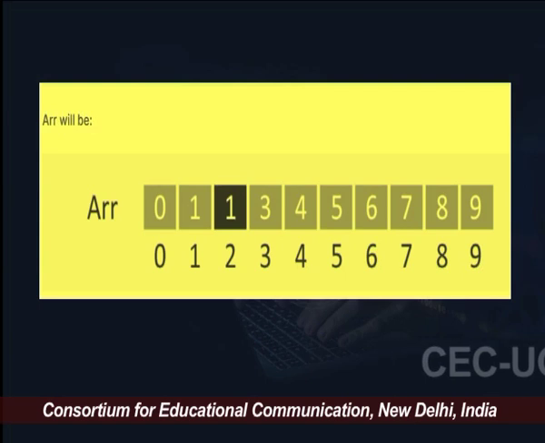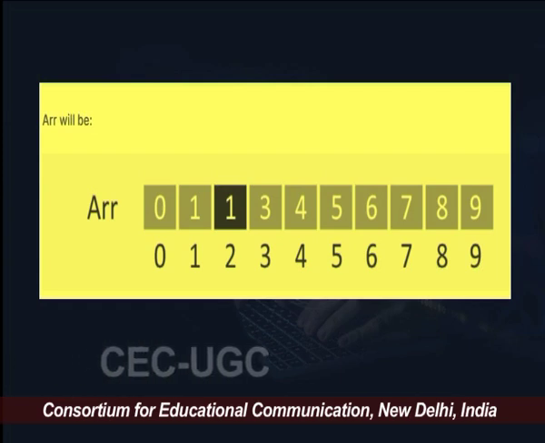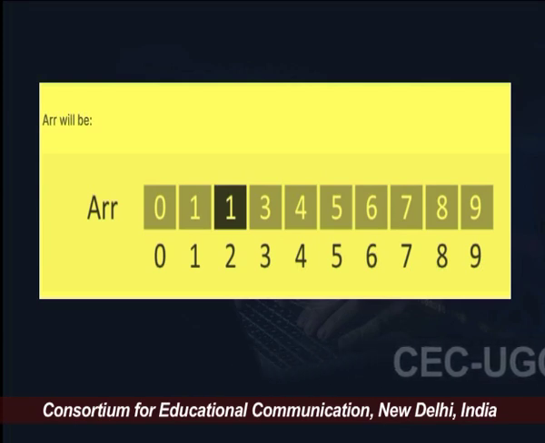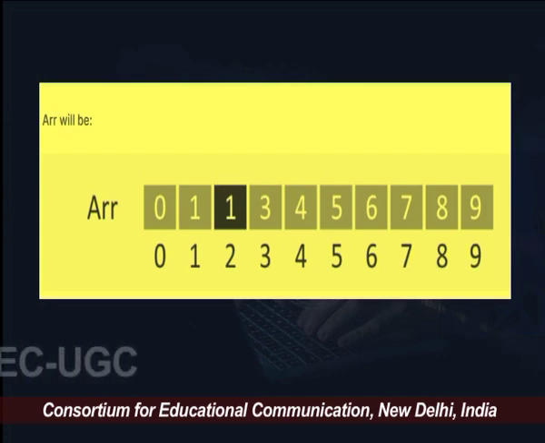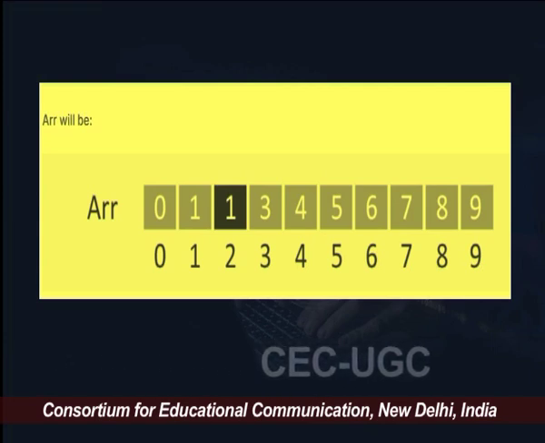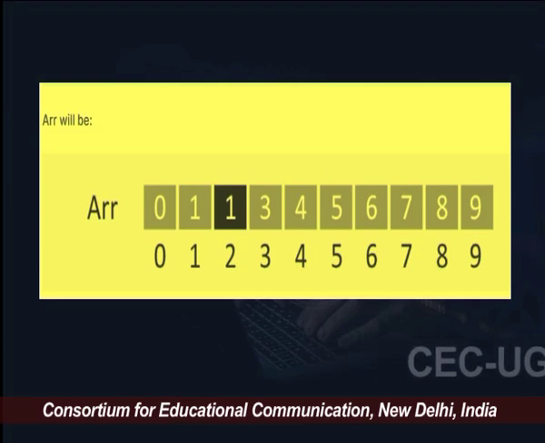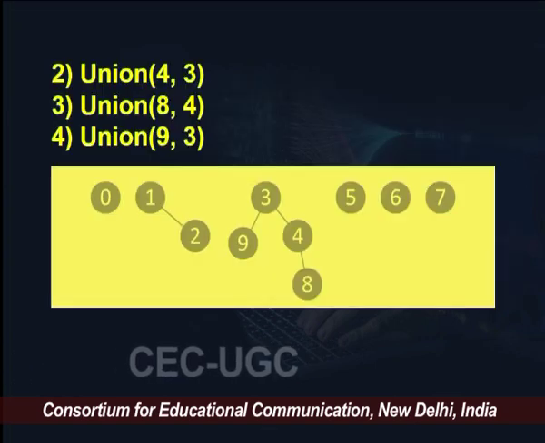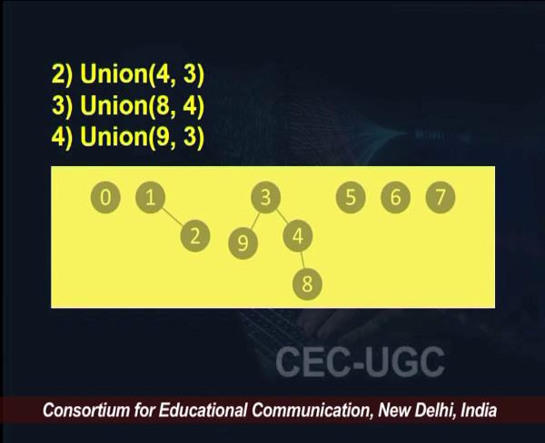and they were the members of themselves, the set containing themselves; they were the representative of the set in which they were lying. Now here from this figure you can make out that 1 and 2 are now lying in the same set, and the representative element, or the root element, we can say, is 1 for both of them. Moving further, let us perform union 4, 3.